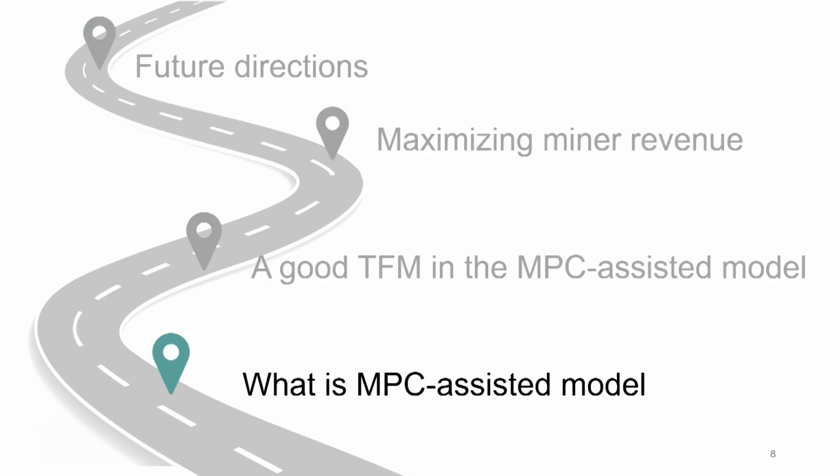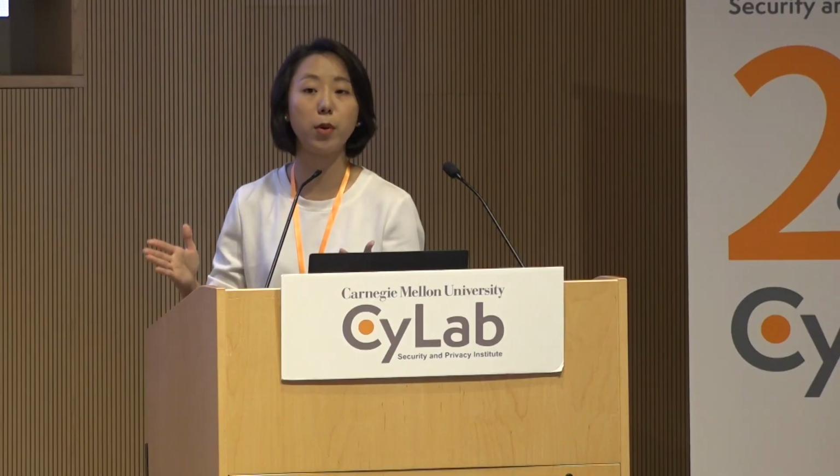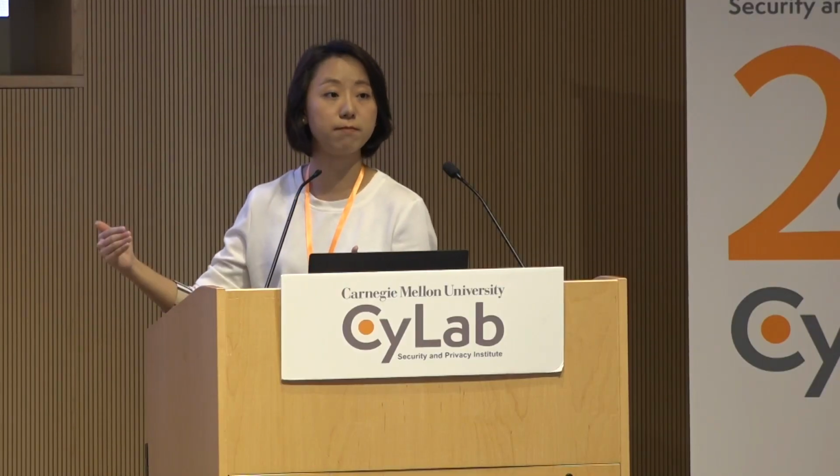So how does this MPC-assisted model work, and why does it help? To understand why it is helpful, it is useful to first understand the intuition behind Roughgarden's impossibility result. Why it is impossible to have all three properties. The main reason here is that while blockchain is a decentralized application, the implementation of the transaction fee mechanism is somewhat centralized. The miner who controls the block implements the mechanism, and it can choose to implement the mechanism in an arbitrary way it prefers, in an arbitrary way that gives it the maximum profit.